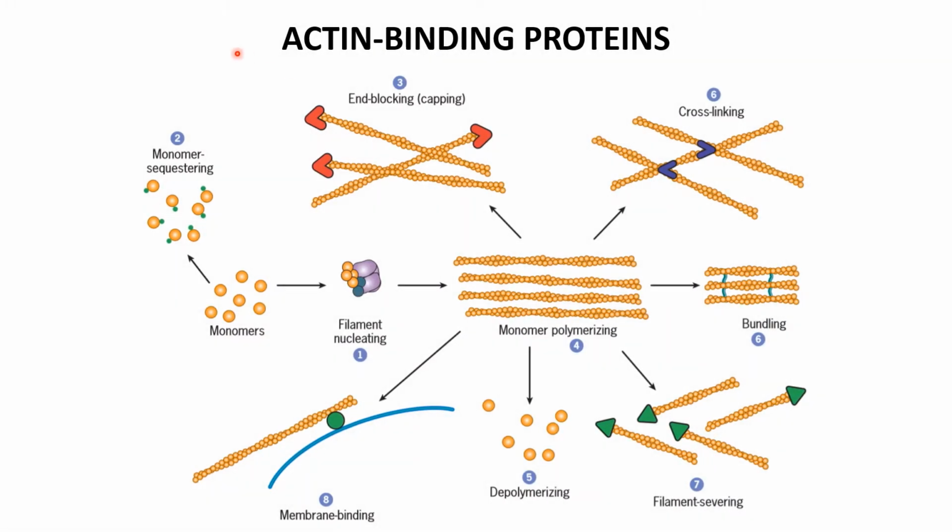Again, that's because of the different actin binding domains. These actin binding domains, such as those for end blocking or capping, for depolymerization as we see here, for filament severing, and for filament nucleating, the purple blobs that we saw a while ago, are important in cell movement with the use of actin.